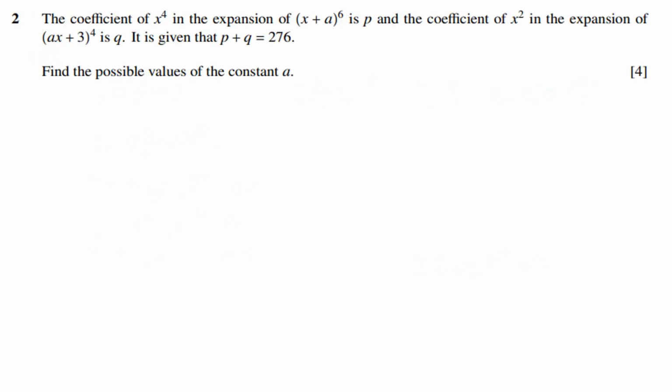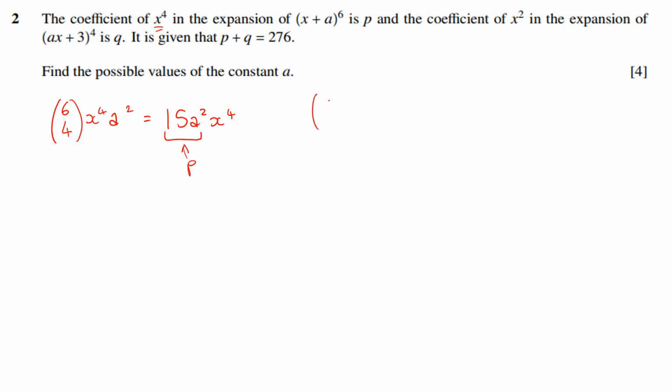All right, next up: the coefficient of x to the 4 in the expansion of (x + a) to the 6 is p, and the coefficient of x squared in the expansion of (ax + 3) to the 4 is q. It's given that when you add those up, you get 276. So first, let's take a look at the coefficient of x to the 4. We have 6 choose 4, lots of x to the 4, lots of a squared. That's going to come out as 15a squared x to the 4, and that bit there will be p.